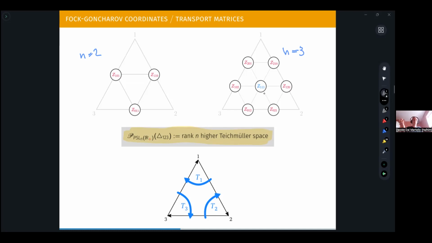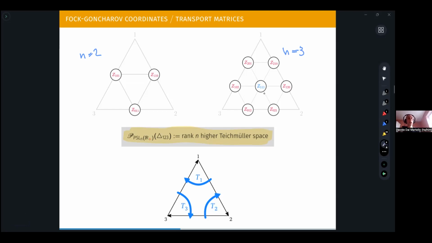Now, my goal is to cook some matrices out of this theory. At the end of the day, I want to construct a representation. So I want to use the higher Teichmüller toolkit to get matrices as building blocks to construct some candidate generators for my representation. This is the case with the so-called transport matrices, which you see sketched in the picture as T1, T2, and T3.